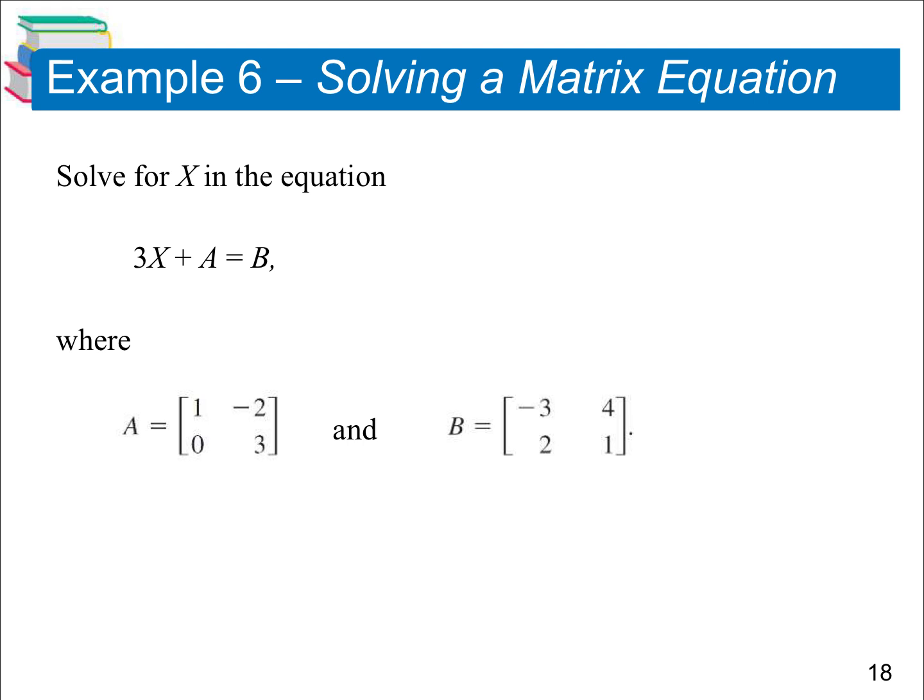If we do that, we're going to move that A over by subtracting it from both sides. That'll give us 3x is equal to B minus A. From there, we're going to divide each side by the 3. So that'll give us x is equal to 1/3 times B minus A. So the first thing we're going to find is B minus A.